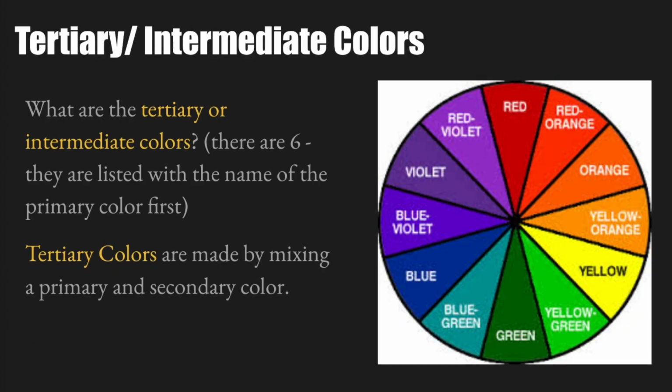Now, looking at those tertiary or intermediate colors, what I want you to notice is that there is one tertiary color between each primary and secondary. There are 6 of them, and they were always listed with the primary color first. For example, if you look between red and violet, you will see red-violet. Again, it's called red-violet because red is the primary color and violet is the secondary. And then there's a reminder that the tertiary or intermediate colors are made by mixing a primary and a secondary.